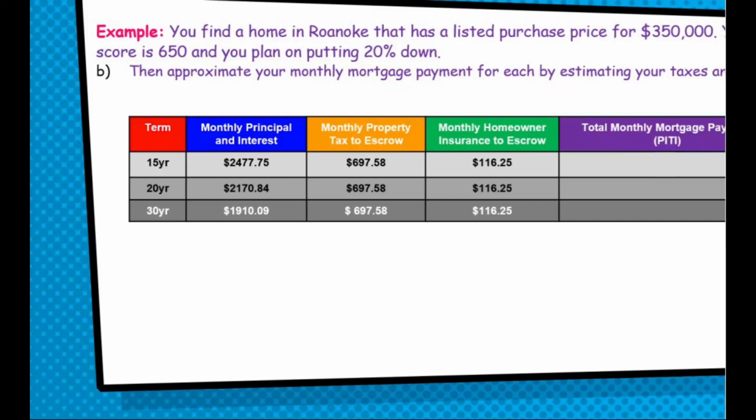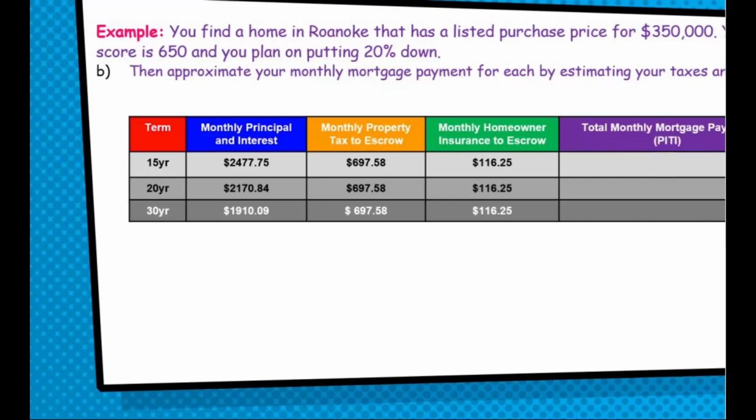Now I don't have to do anything with that escrow. I pay that, and my lender takes care of that. Okay, so my total monthly mortgage payment, often called PITI, that stands for principal, interest, taxes, and insurance. That's all of those four things combined.